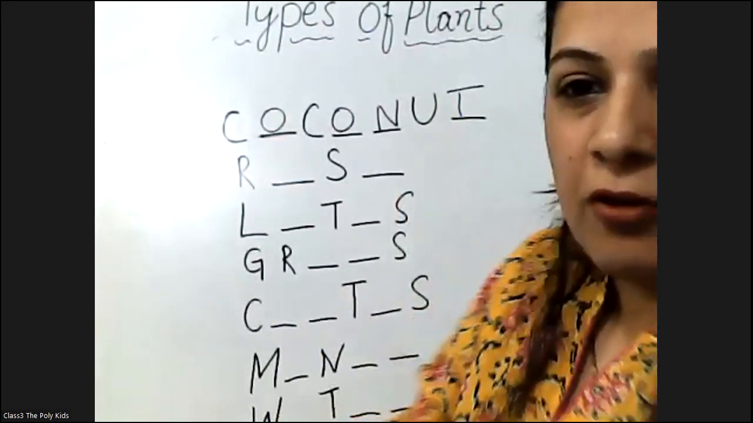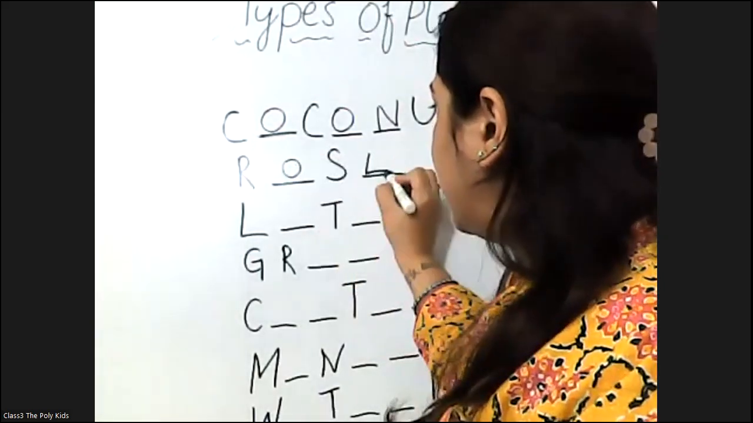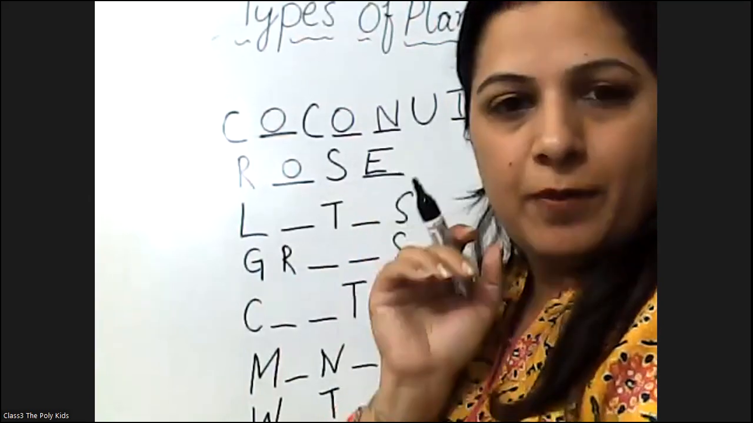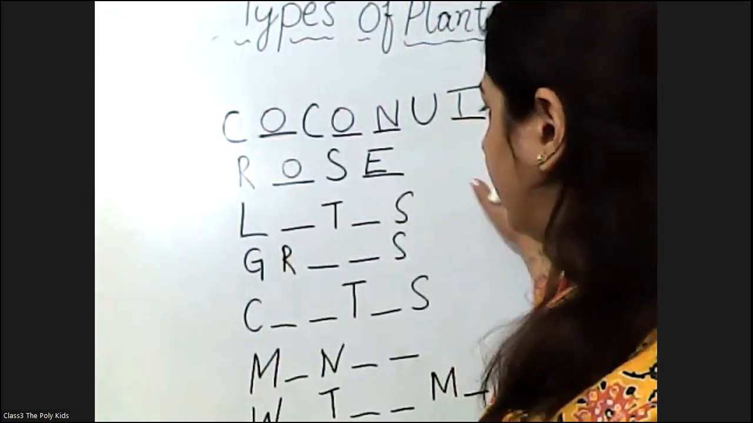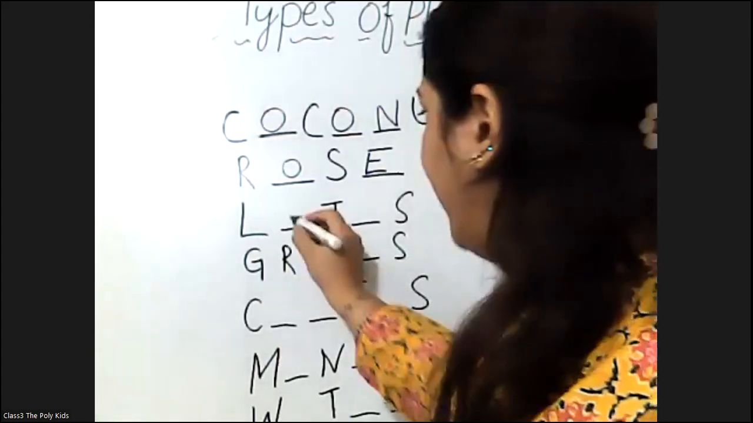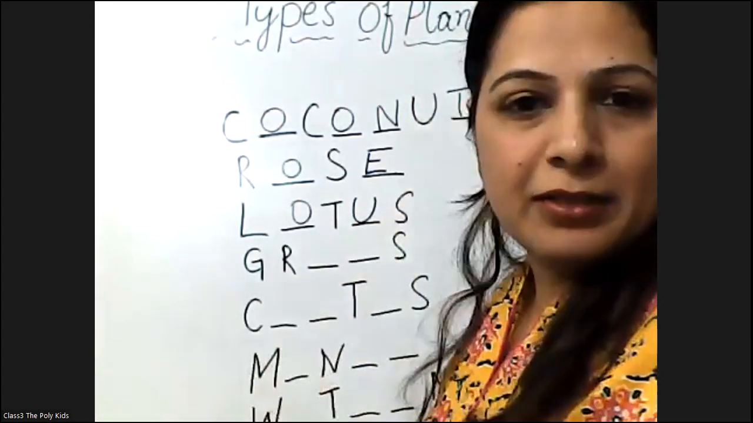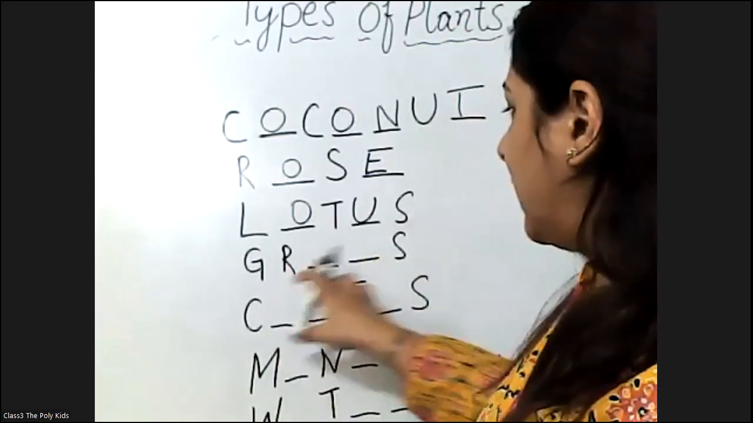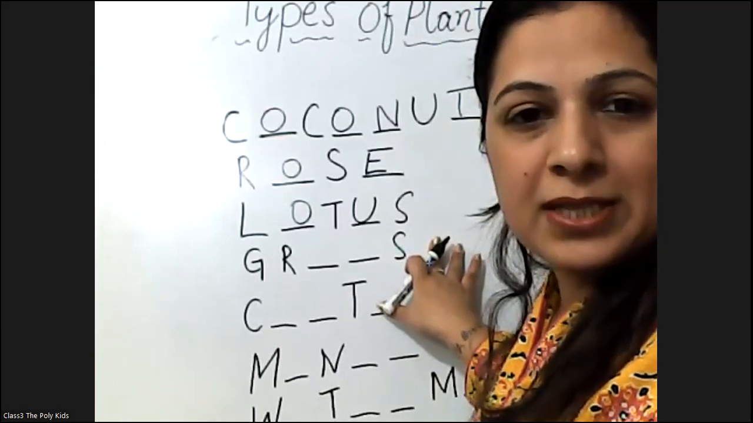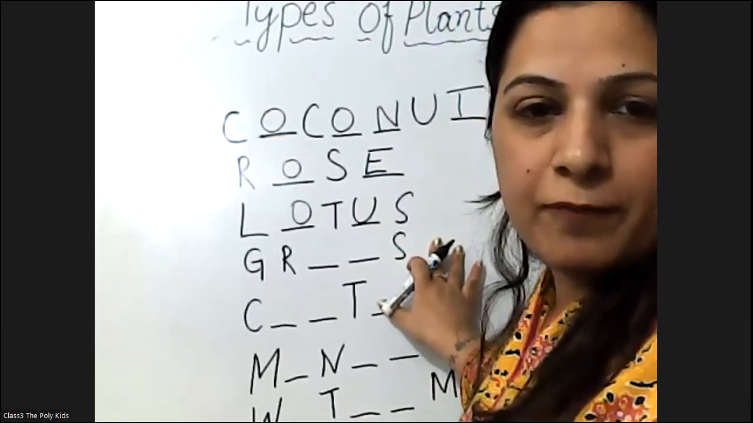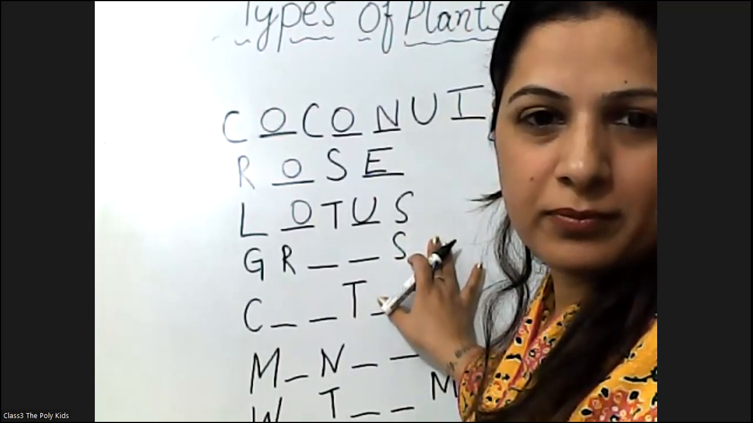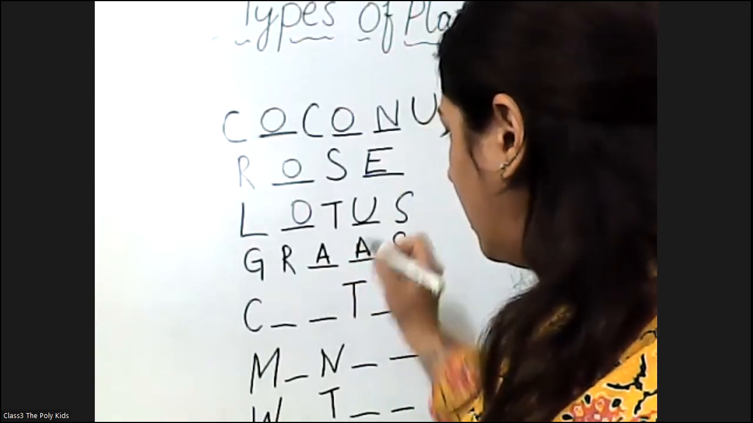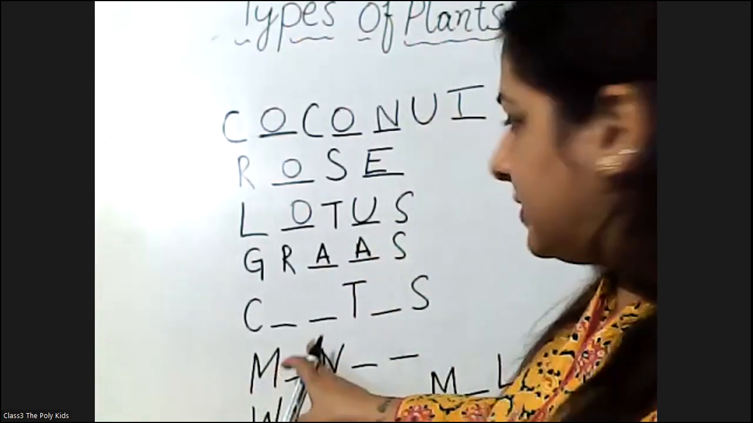Ma'am, rose. Very good. If you are not getting the complete word, you can also tell me the alphabets. Okay. Third one, Akshit. Ma'am, lotus. Very good. Aditya, fourth one. Tell me what will come here. These are the types of plants, flowers, trees, fruits. Ma'am, grass. Very good. This is grass. Okay. Akshit, next.